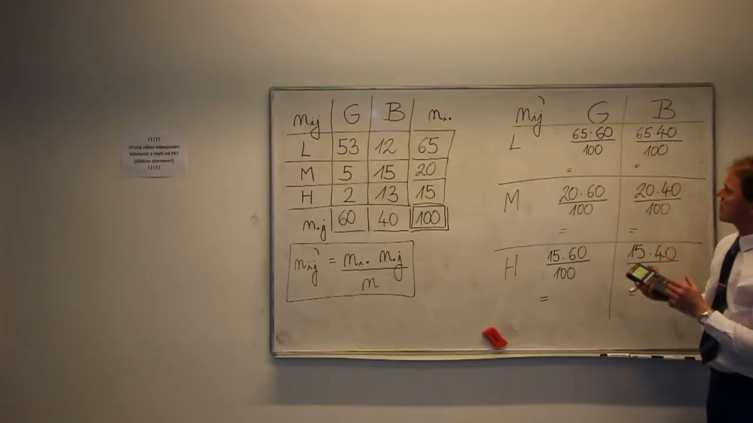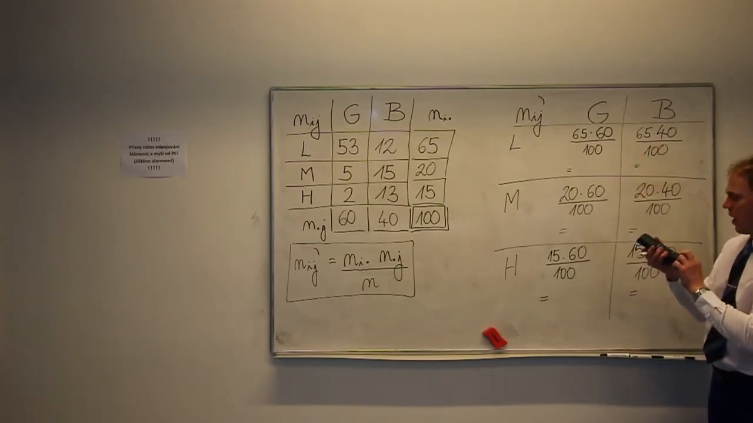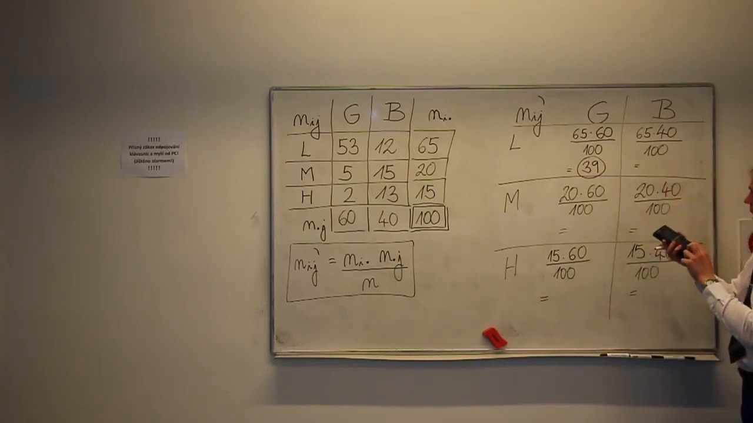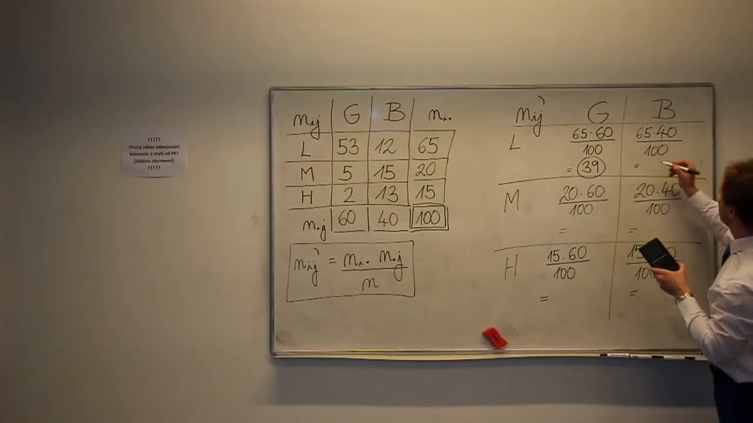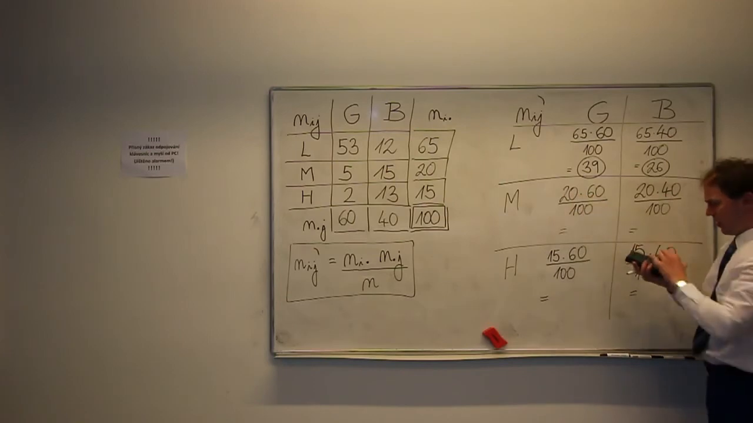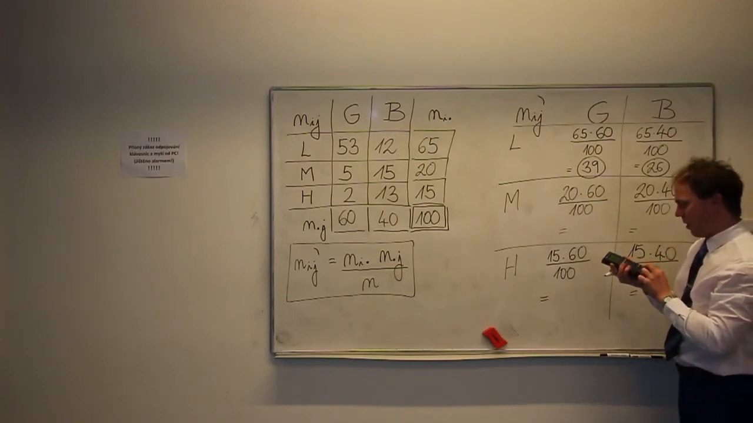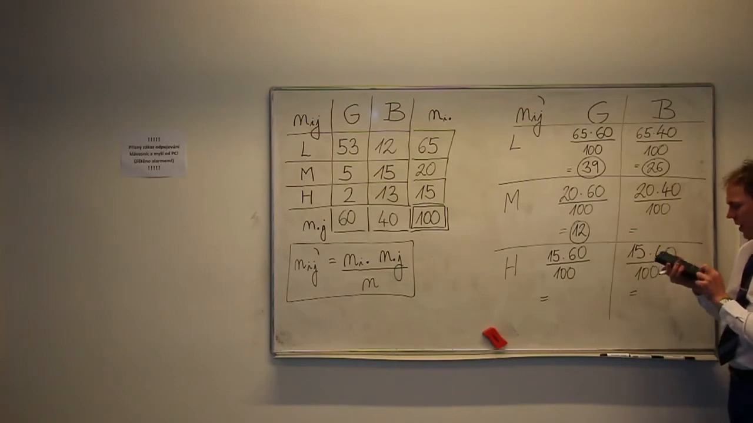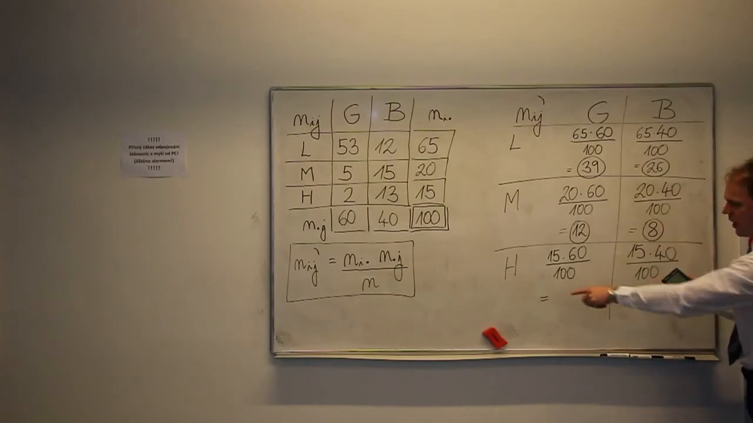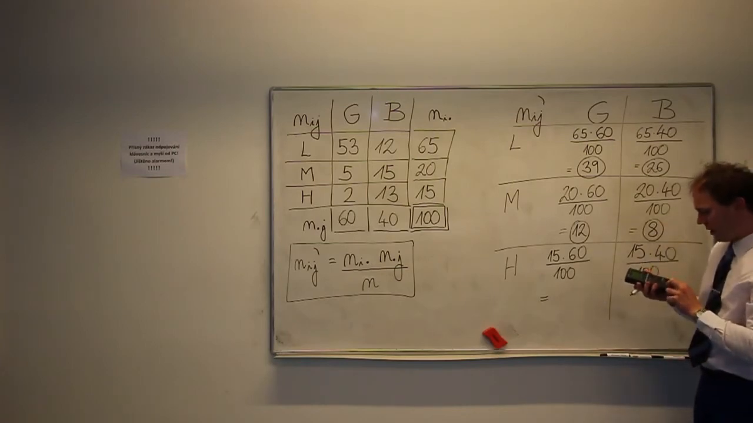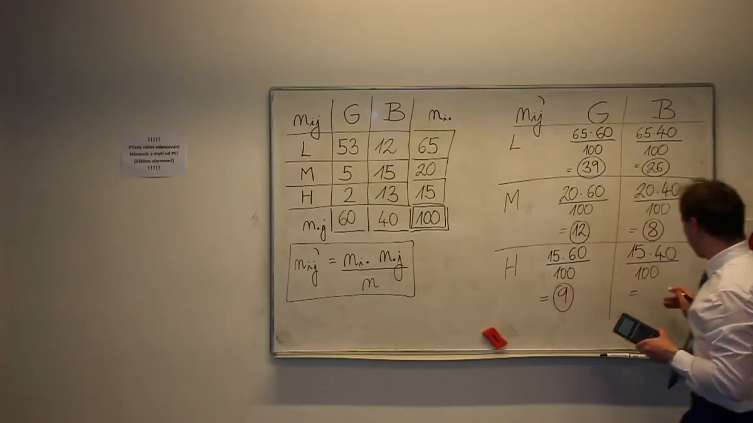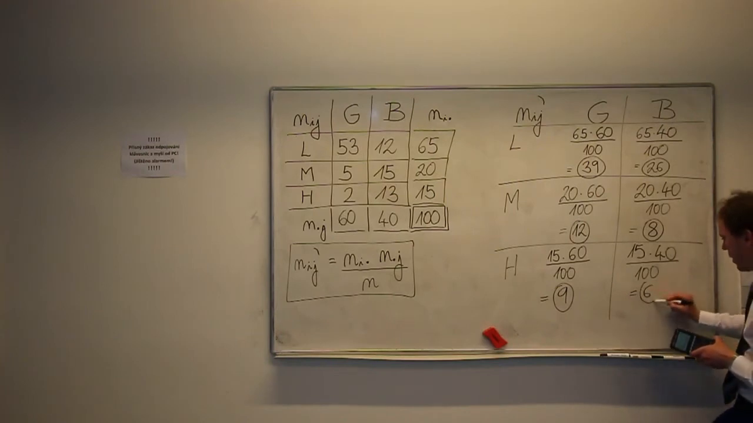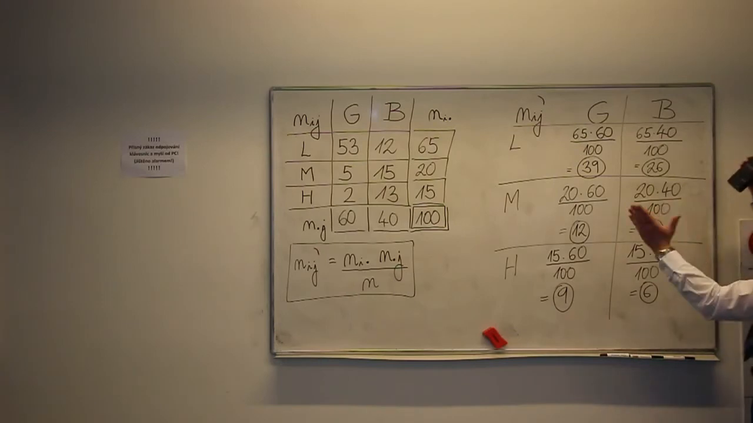And now I will solve this. So 65 times 60 divided by 100, 39. Here, 65 times 40 divided by 100, 26. Here, 20 times 60 divided by 100, 12. Here, 20 times 40 divided by 100, 8. And here, 15 times 60 divided by 100, 9. And finally, the last result, 15 times 40 divided by 100, 6. So you can see it's easy, but a lot of steps.